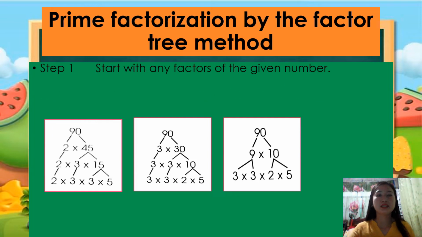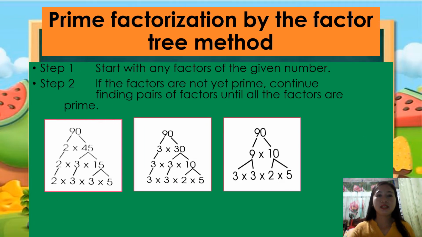We have here step 1. Start with any factors of the given number. For our step number 2, if the factors are not yet prime, continue finding pairs of factors until all the factors are prime. We have here an example.